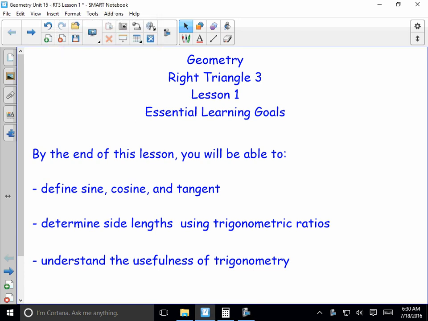Hello, and welcome to today's lesson where we're going to work with right triangles and trigonometric functions. By the end of this lesson, you should be able to define the sine, cosine, and tangent functions, determine side lengths using the trig ratios, and understand the usefulness of trigonometry to solve some real-world applications.